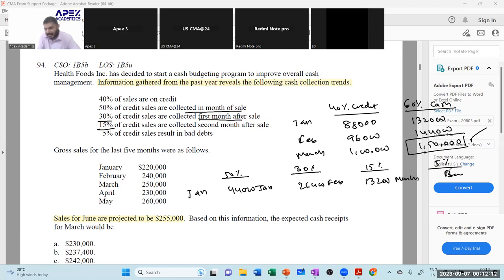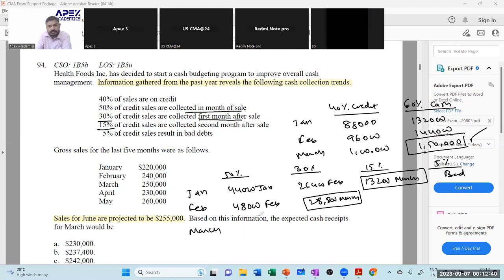5% are bad debts. I am not going to waste my time calculating it, because I have given you enough practice of bad debts calculation. February. 50% is collected in February itself of 96,000. So 48,000 will come here. 30% of 96,000, which will be 28,800, will come in March. And 15% of this, why should I calculate it? I am interested in March. I won't calculate it. Now I come to March.